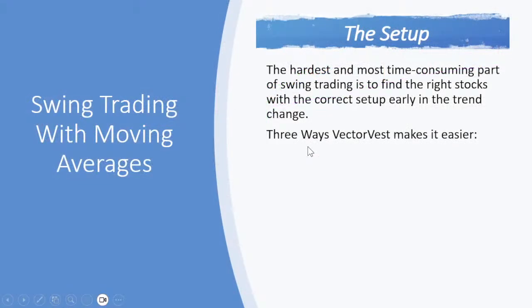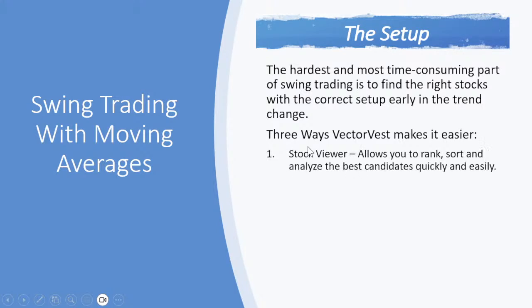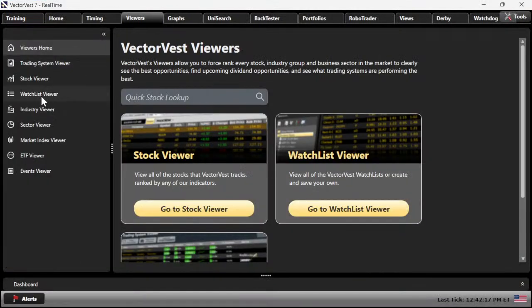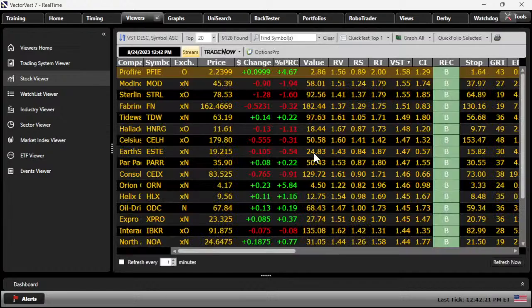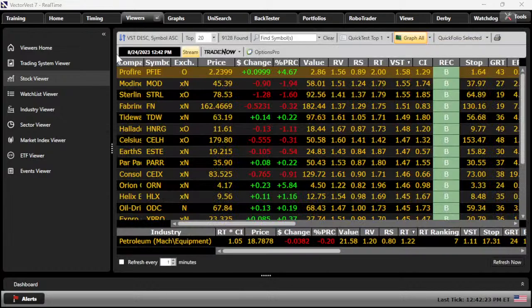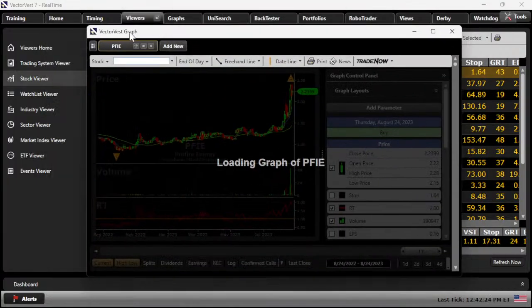Now, the hardest and most time-consuming part of swing trading is to find the right stocks with the correct setup early. There's three ways that VectorVest makes it easy. There's the stock viewer, a list of stocks sorted by our VST indicator. Let me do it with you here. I'll go into the stock viewer quick. Here's a list of all 9,000 plus stocks that we track. I open up the chart.